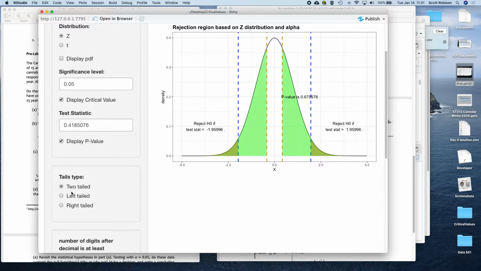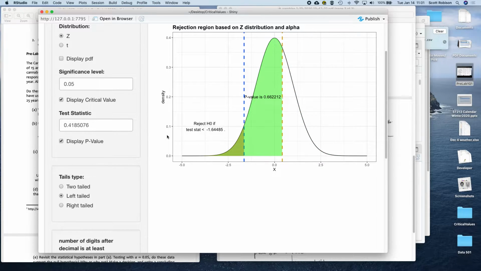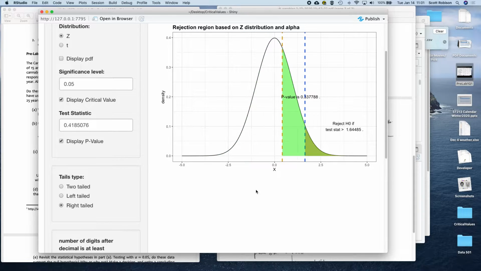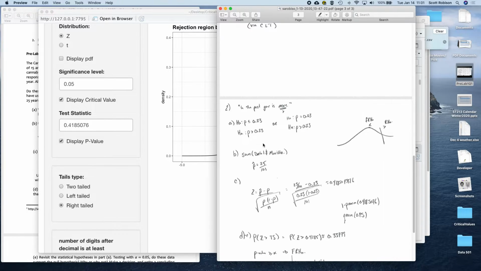If I put left tail, you can see the outside tail is the left side, but now the right side tail is the outside. Hopefully it's clear to you that it's very important to get the sign in the alternative correct.